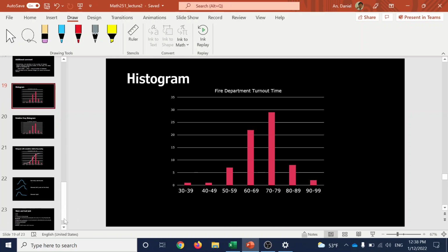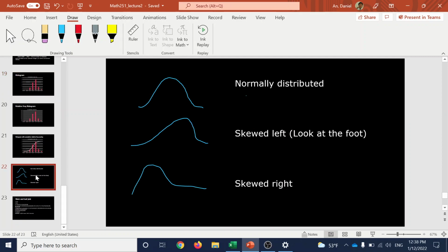Yes, you have a question? Bell-shaped, you say it's normally distributed. We're going to be talking about this more, okay? All right, last slide.